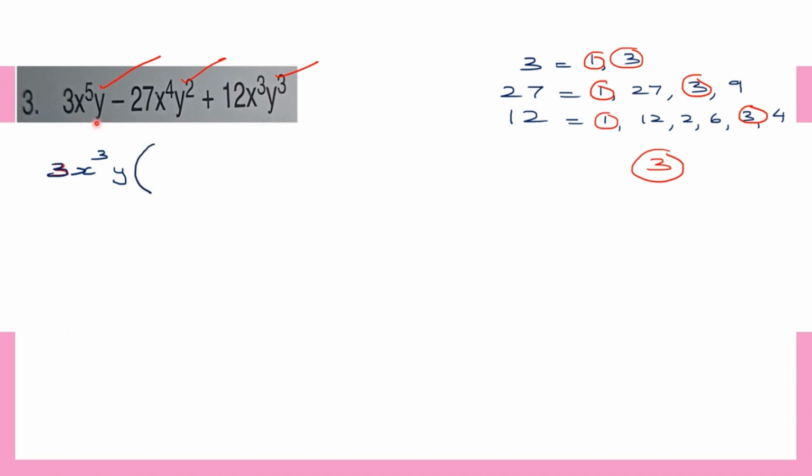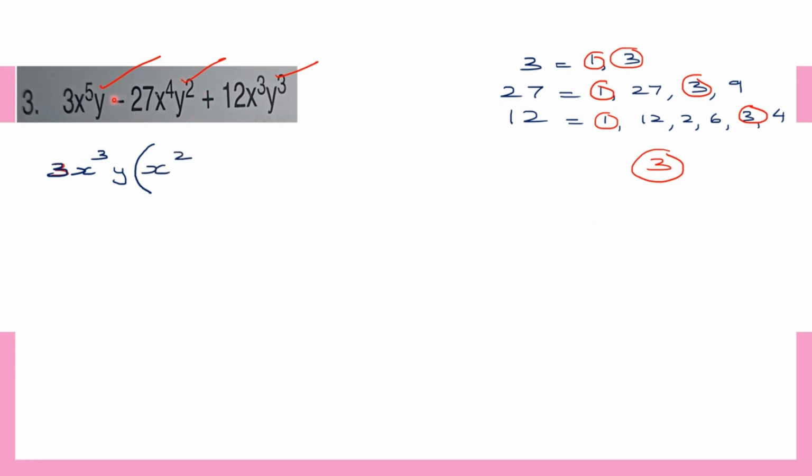I'm going to take the first term, 3x to the power of 5 into y, and divide it by the common term. So let's do that. So that is 3x to the power of 5 into y divided by the common term, which is 3x to the power of 3 into y. Now here I can cancel 3 and 3. I can cancel y and y. I only have x to the power of 5 divided by x to the power of 3, which is x to the power of 5 minus 3, because it's division, so it is x to the power of 2. So here I can just write x to the power of 2.